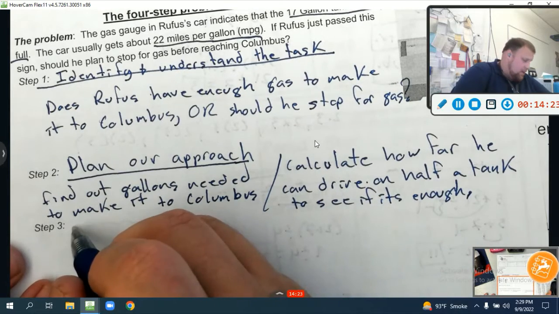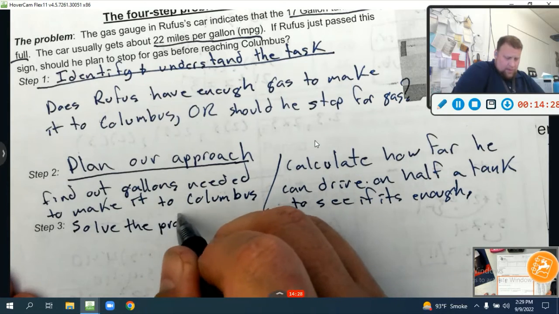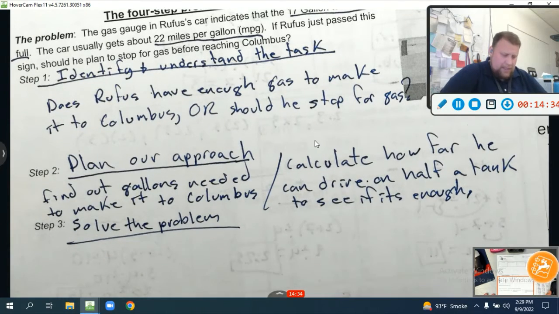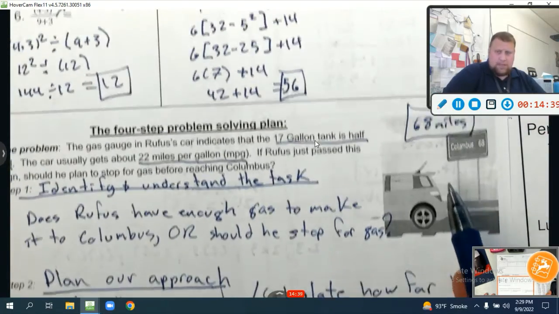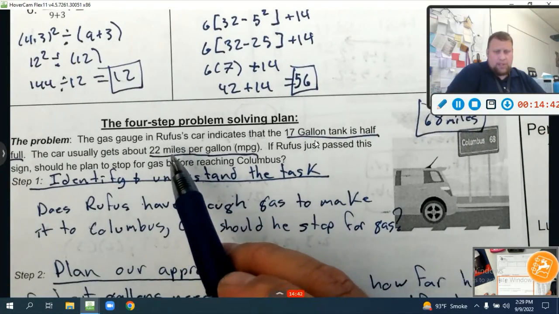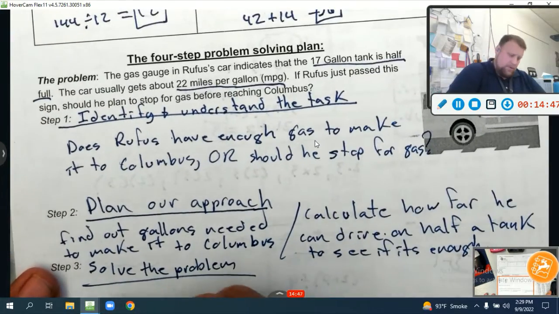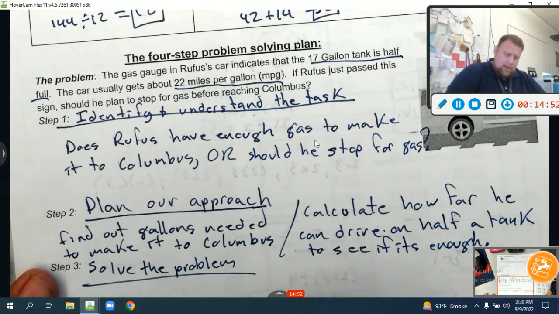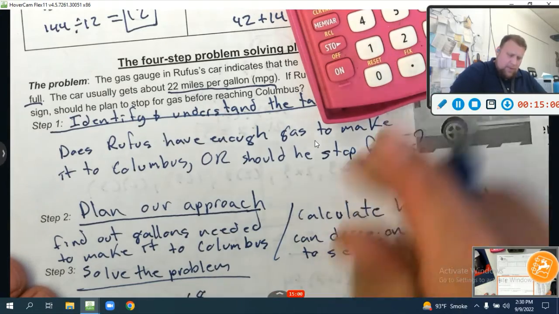So step 3 then is solve the problem. Now for this one, guys, you can use any method you want. I'm going to go ahead and find out how many gallons he needs to make it to Columbus. Well, if it's 68 miles to Columbus, and I know he gets 22 miles per gallon, let's see. I'm going to guess if he used 3 gallons of gas, 3 times 22 equals 66. That's not quite enough. Actually, you know what? Let's do it the easy way. Let's take 68 and divide it by 22 and see what we get.